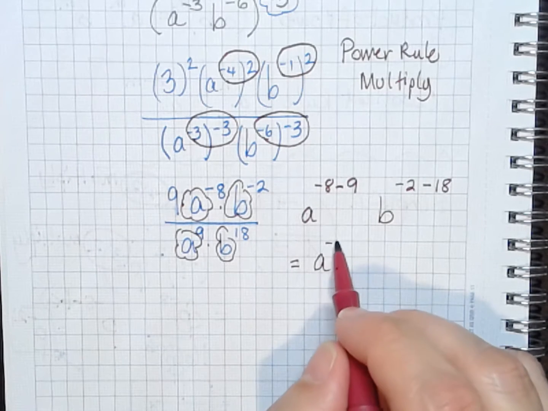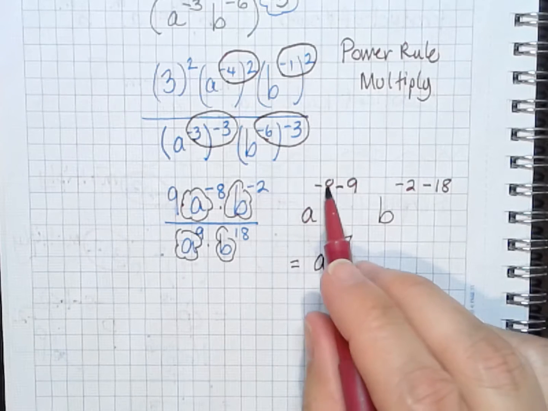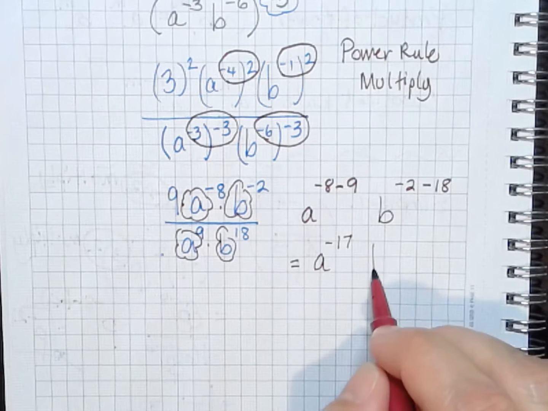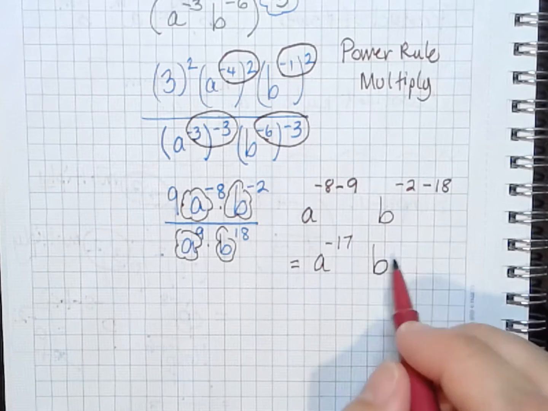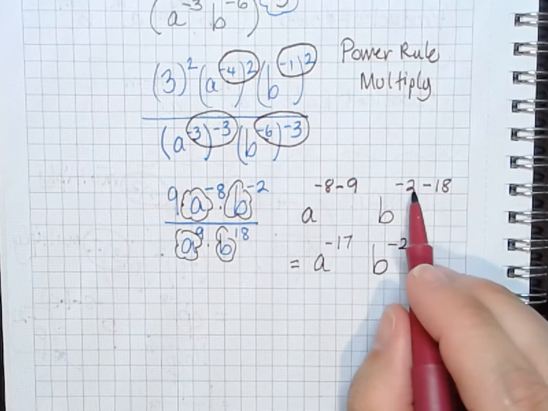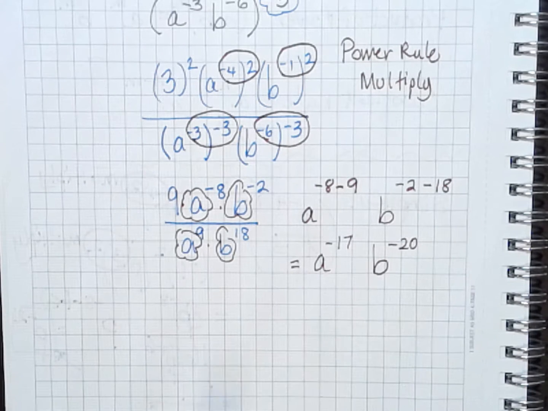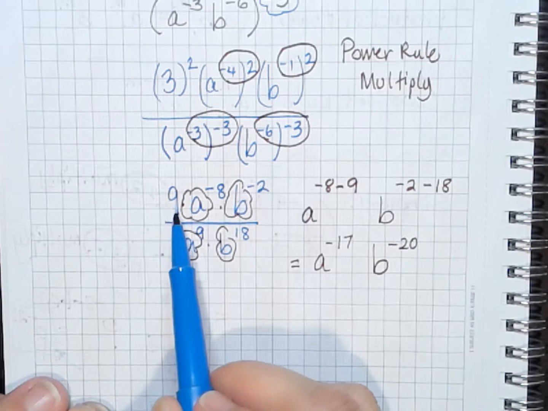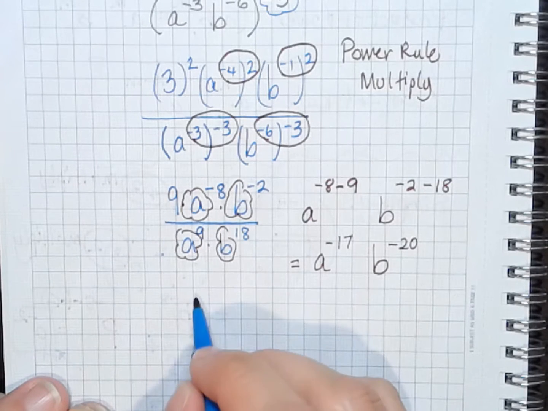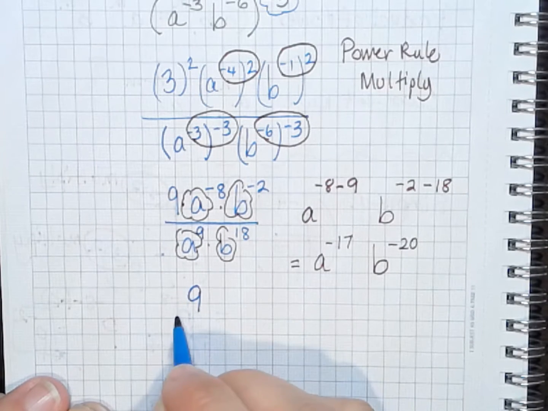So my a, its power becomes negative 17, negative 8, negative 9. And my base of b becomes negative 20, negative 2, and negative 18. Okay, so notice where the 9 is. The 9 is in the numerator. The 9 has to stay in the numerator.